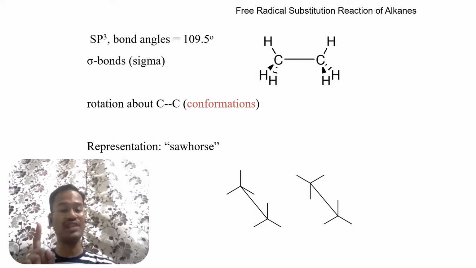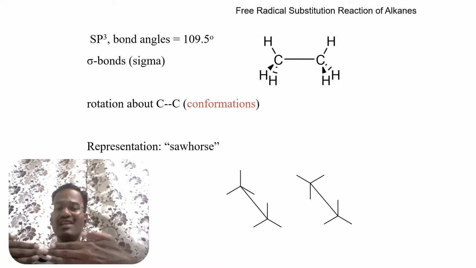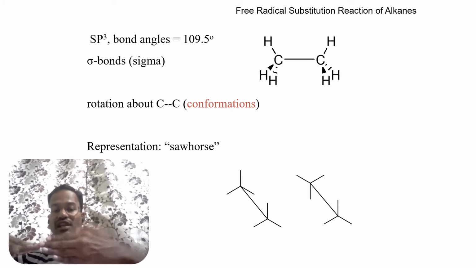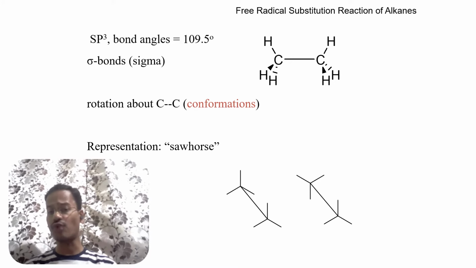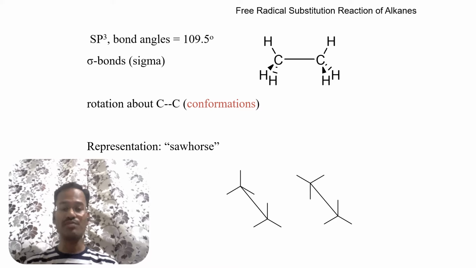We can find only sigma bonds. We can't find any pi bond. So as there is a single bond, we can find rotation around the carbon-carbon single bond, which will result in formation of multiple types of isomers, which are also called conformers. The isomers which are formed because of rotation around the carbon-carbon single bond are called conformers. So that is what was mentioned here.